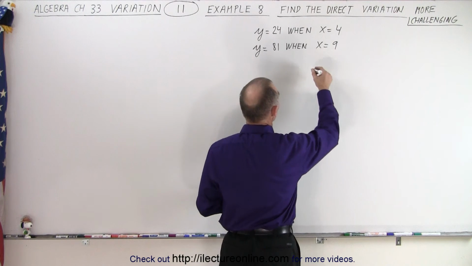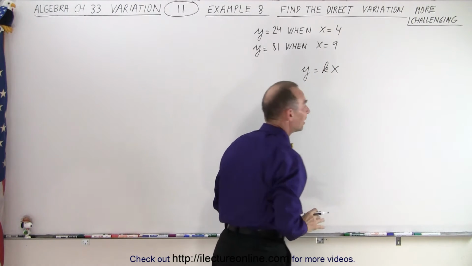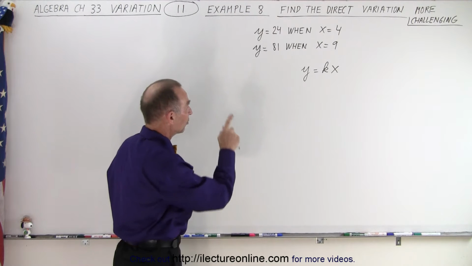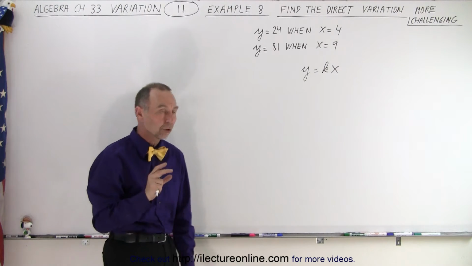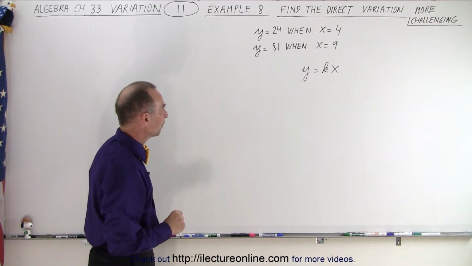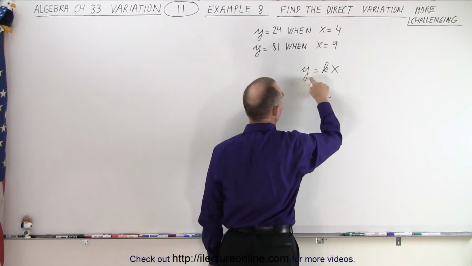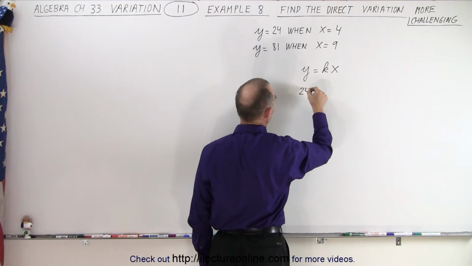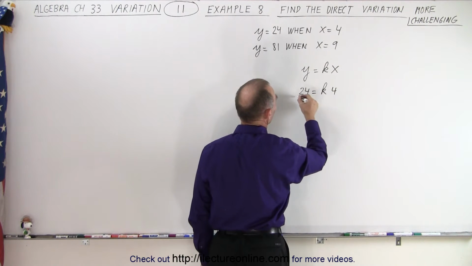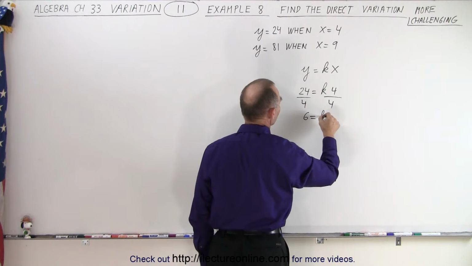If it's a direct variation relationship, we get y is equal to k times x. And let's see what we can find here. We're going to first find k and then check to see if both sets of values will satisfy that equation. So first let's take y equals 24 and x equals 4 and plug it in here. So we get 24 is equal to k times x, which is now 4. Divide both sides by 4, and we get 6 is equal to k.